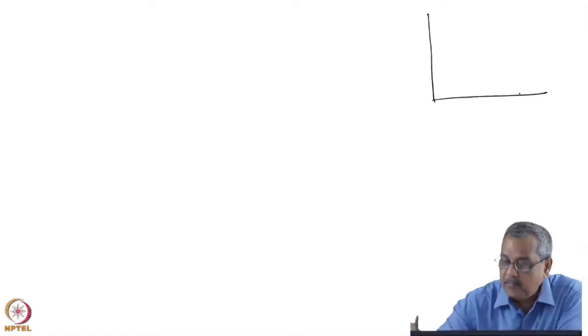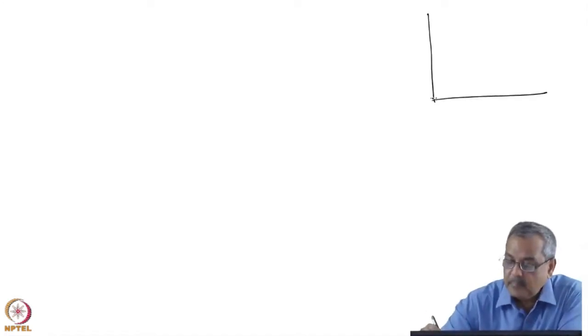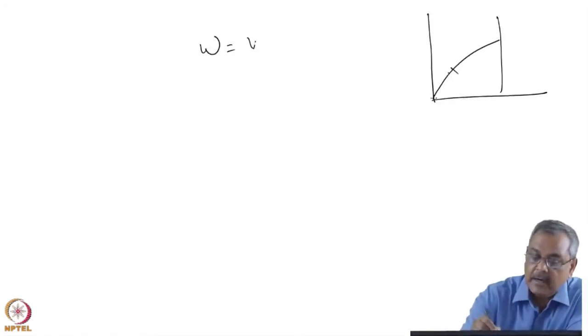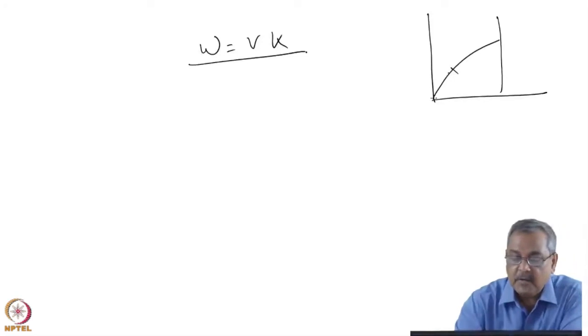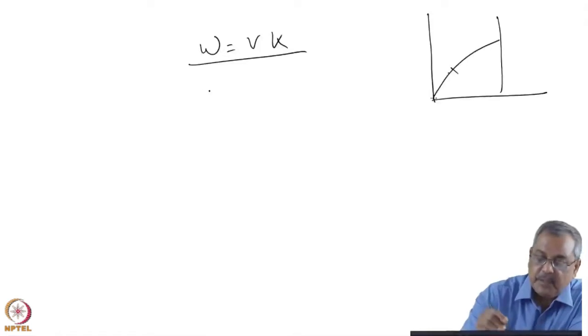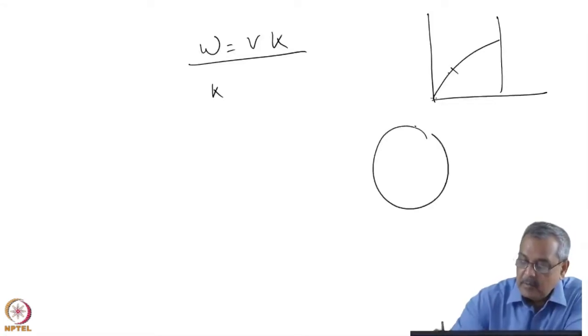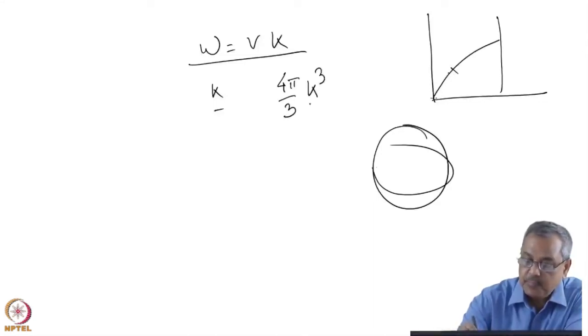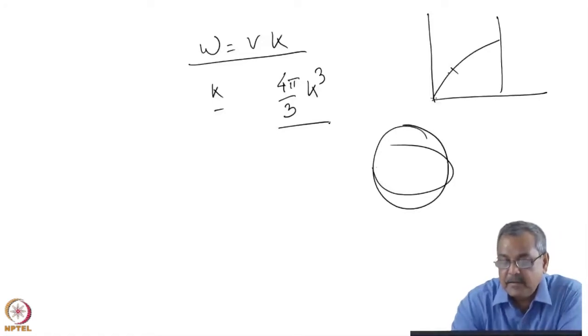And I take the example of the lower limit, where omega and k are linear, omega is equal to vk. In that case, what I need to find out is, in the k space, if I consider a sphere of radius k, it has a volume of 4 pi by 3 k cube. In this volume, how many allowed k values will be there?